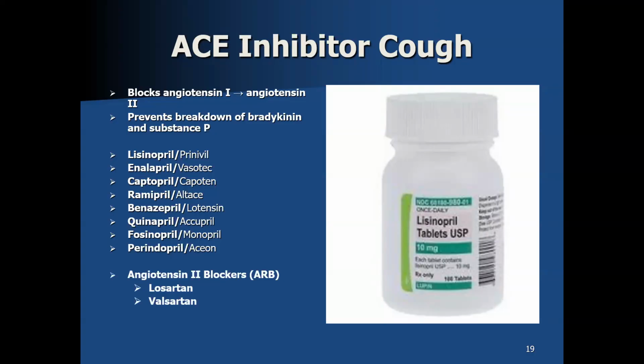Listed are some common ACE inhibitors which are associated with cough. Both generic and brand names are listed. If a patient develops a cough, switching to an angiotensin 2 receptor blocker known as an ARB, such as losartan or valsartan, is typically effective since ARBs do not increase bradykinin levels.